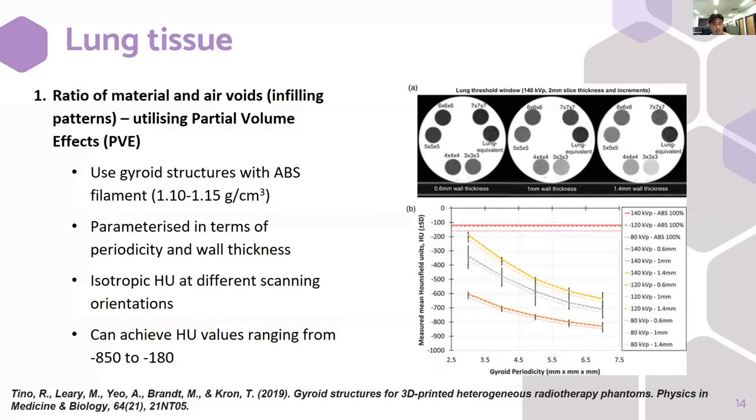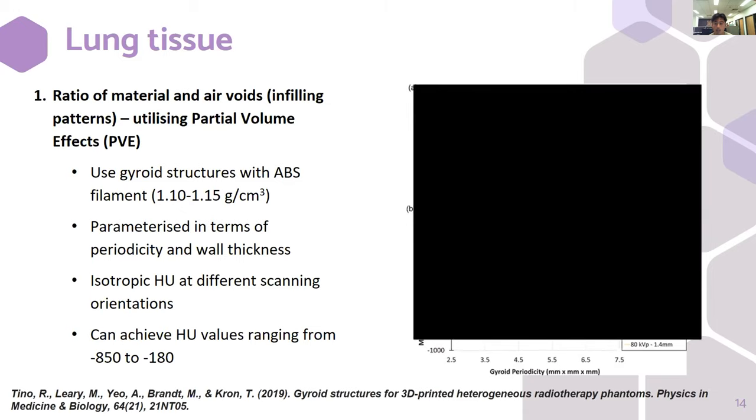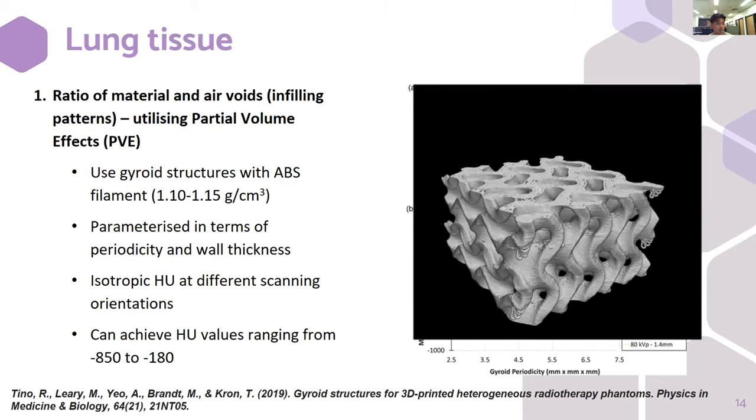So another method to emulate lung tissue density involves the use of gyroid structures. These are printed with ABS filament. We have the known isotropic gyroid structure. We found it to produce isotropic HU when scanned in different specimen orientations. And when controlling its periodicity and wall thickness, we can achieve HU values ranging from -850 to -180. And here's just a short video of the 3D printed gyroid structure generated from micro CT.